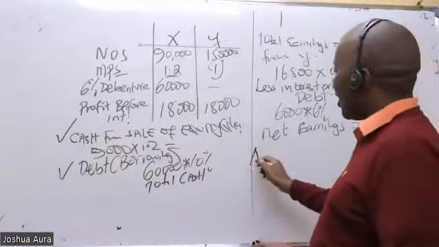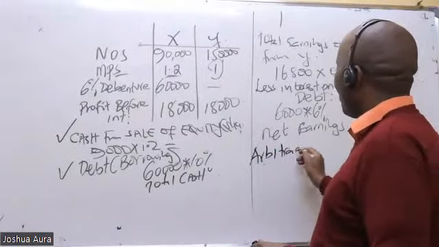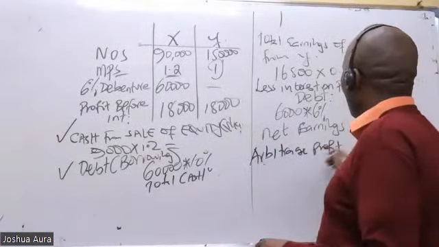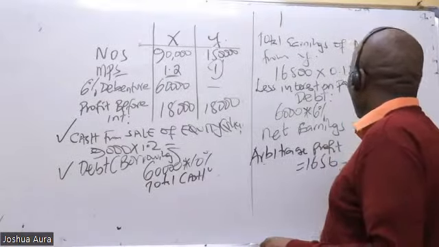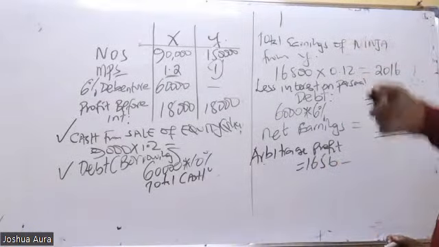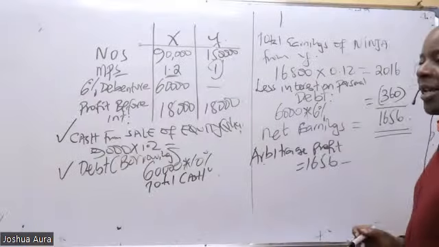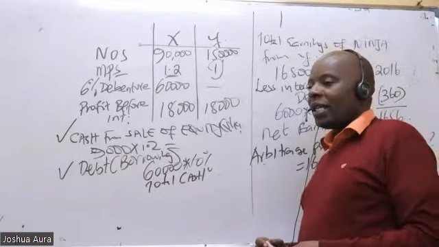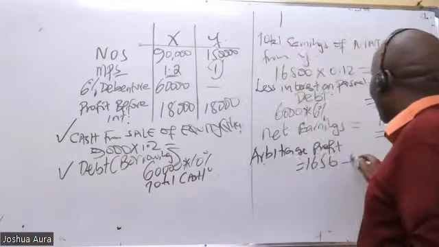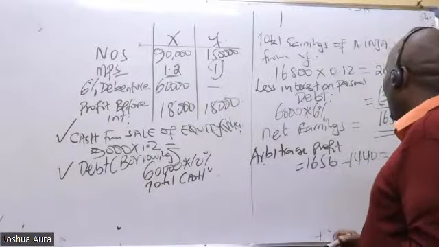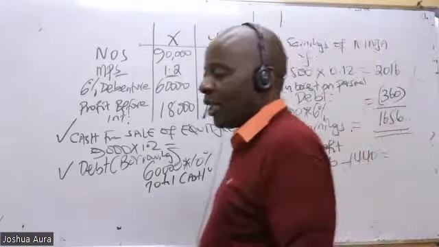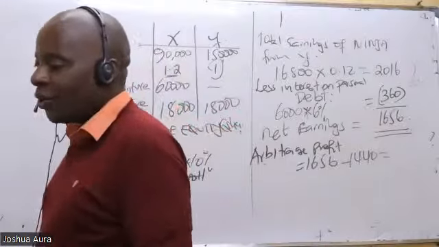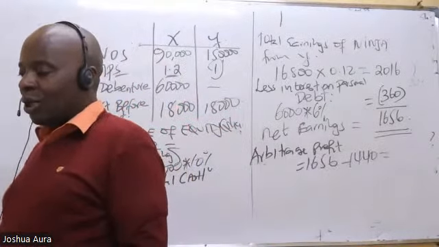So we have here arbitrage profit. The arbitrage profit will be 1656 minus what he was getting in this other company. 1656 minus how much was he making from this other company? 1440. 1656 minus 1440. If you do it that way, you will be able to get an arbitrage profit of how much?